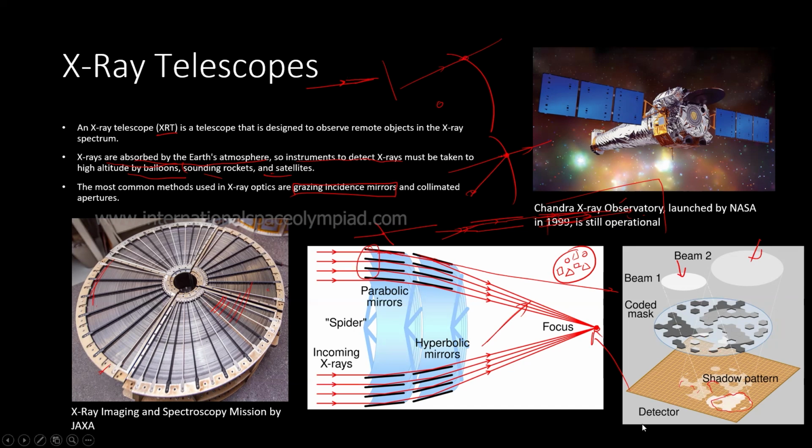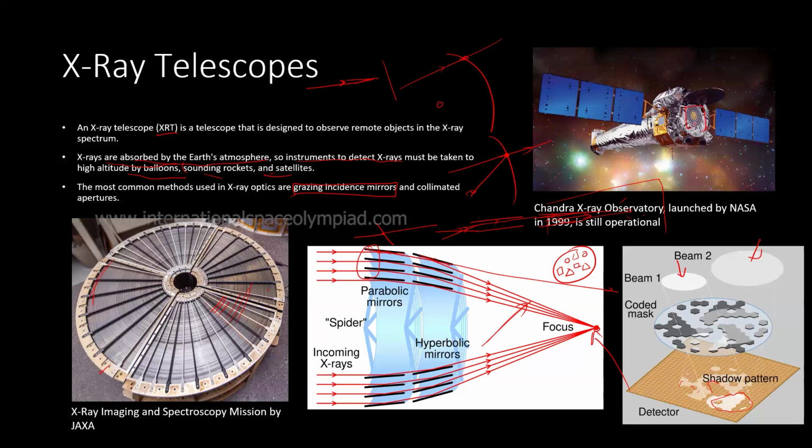It is called collimated apertures or coded mask apertures or coded mask. Okay, so that is two methods, but mostly for telescopes a grazing incidence mirror is used. Here also, in the Chandra X-ray Telescope, you can see the front. It is not usual.